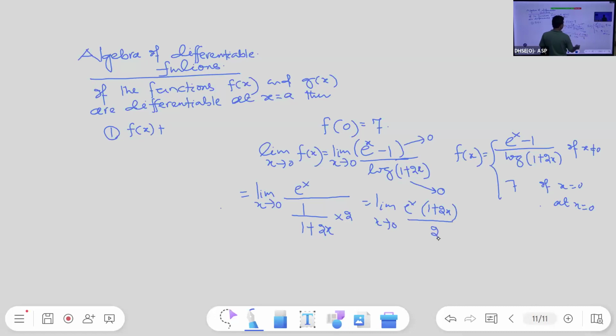When x approaches 0, e raised to the power x approaches 1, and 1 plus 2x approaches 1. 1 into 1 is 1. So the limiting value of the function is 1. Limiting value is 1, functional value is 7. Hence the function is discontinuous at x is equal to 0. Is it clear to you? Did you understand, Nirmal? Let me know through the chat box.